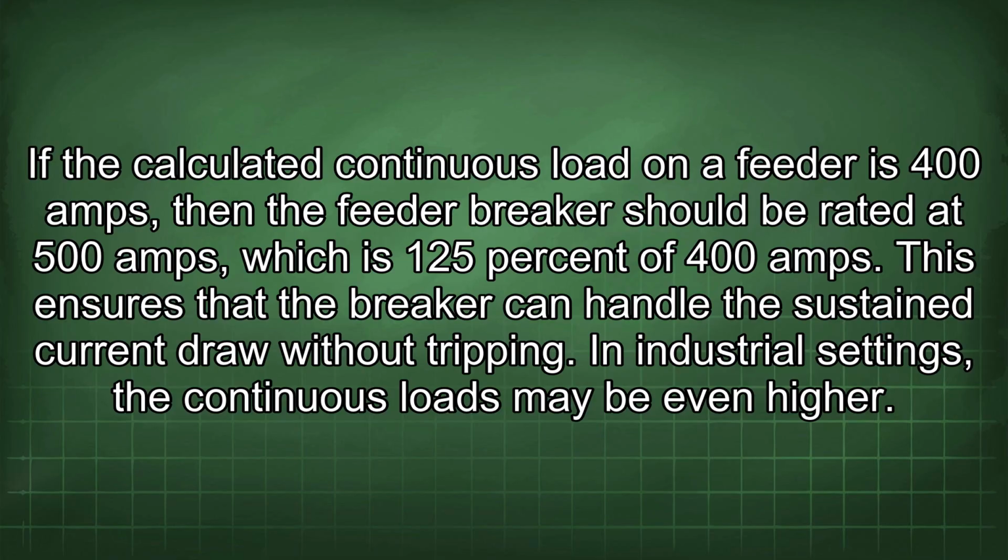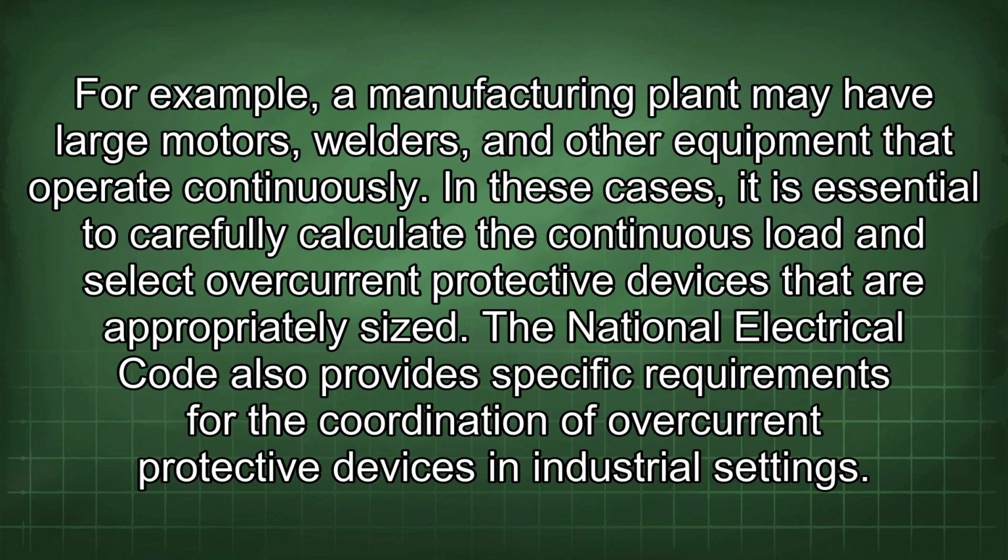In industrial settings, the continuous loads may be even higher. For example, a manufacturing plant may have large motors, welders, and other equipment that operate continuously. In these cases, it is essential to carefully calculate the continuous load and select overcurrent protective devices that are appropriately sized. The National Electrical Code also provides specific requirements for the coordination of overcurrent protective devices in industrial settings.